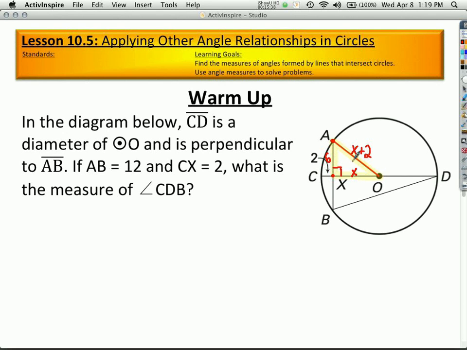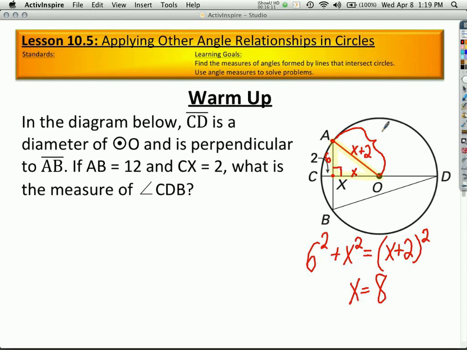Pythagorean theorem. 6 squared plus x squared must equal x plus 2 squared. Dalton did it almost the same way. He represented this as x minus 2 and that x. It's basically the same thing, just written the opposite way. So you solve that, and you get x equals 8. Therefore, the radius is 10. This radius is 10.